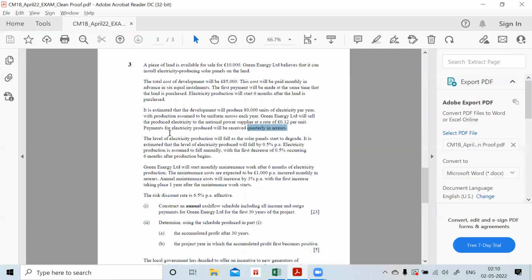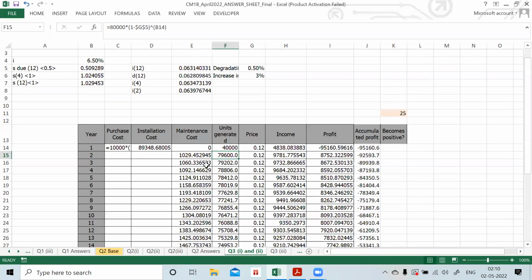Now, if you see, the level of electricity will fall as the solar panels will start to degrade. It is estimated that the level of electricity produced will fall by 0.5%, occurring 6 months after the production begins. So the first time production begins, it will not decrease. After 6 months, that is at the end of year 1, beginning from year 2, the production starts degrading. So it's degrading by 0.5%. So we'll write 80,000 into 1 minus 0.5% to the power of time from 1. That's the first time. Don't do it from time 2. It starts decreasing one time each.